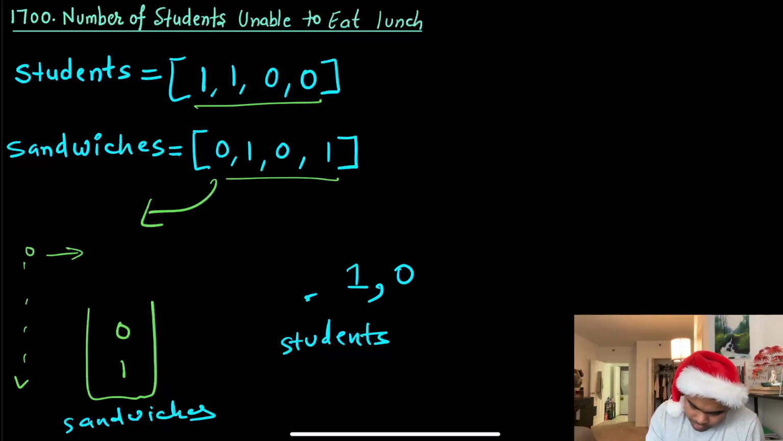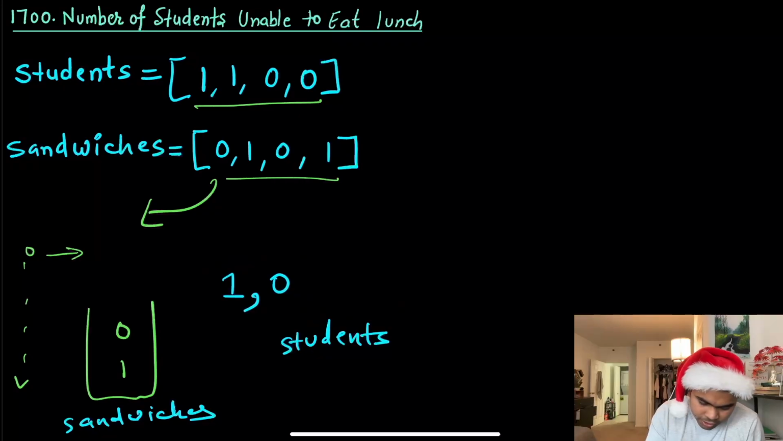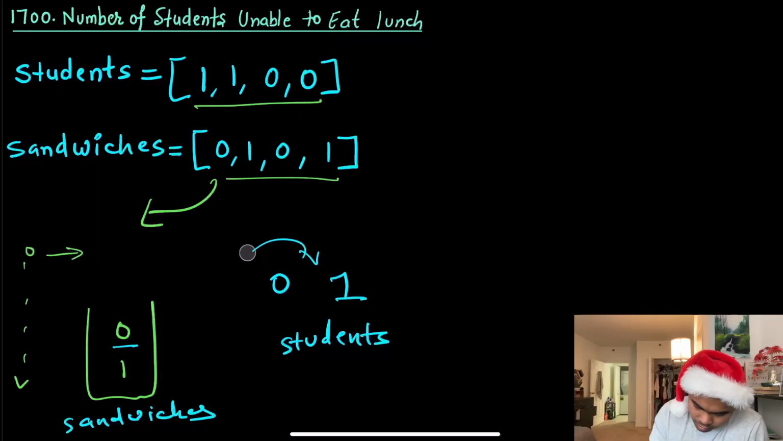Now this guy is in the front. 1 is in the front. I'll just put these guys a little closer to the sandwich. So top of the stack is 0. Front of the queue is 1. They do not match, so this guy will be sent back. So it will come here. So front of the queue becomes 0 now. Top of the stack is still 0.